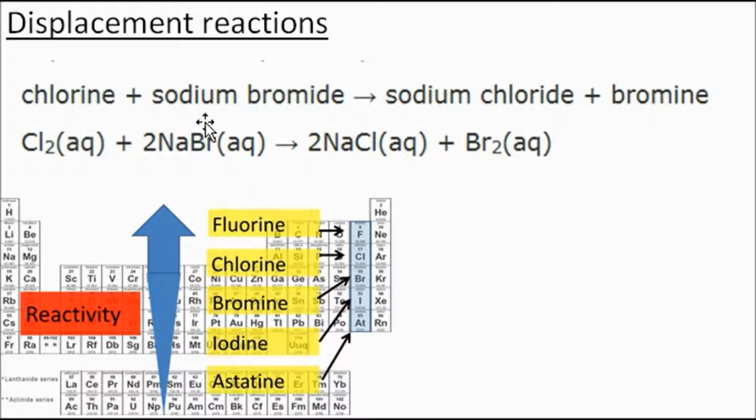What's it going to steal? It's going to steal this sodium. Chlorine steals the sodium, and we end up with sodium chloride, and poor old bromine gets left on its own there. So that's a displacement reaction. A higher up group 7 halogen will steal from a lower down group 7 halogen. And here's the symbol equation just down below. Remember, diatomic, and that helps you balance it.